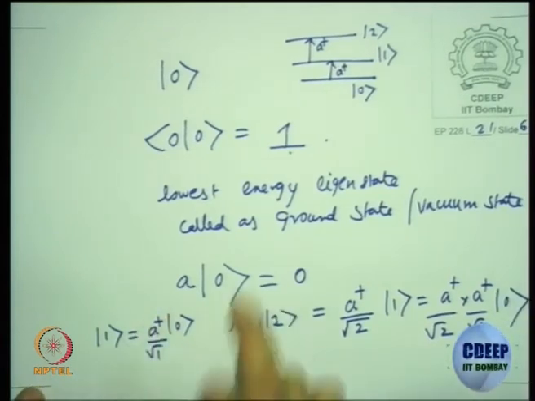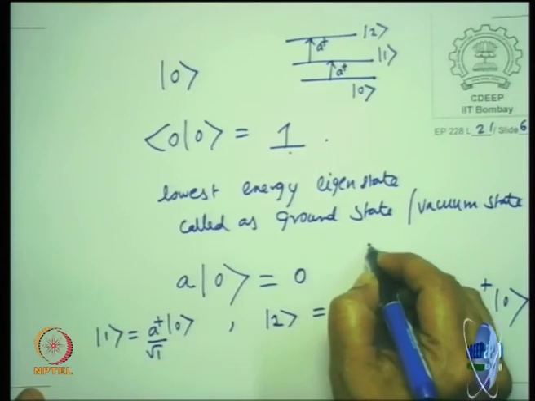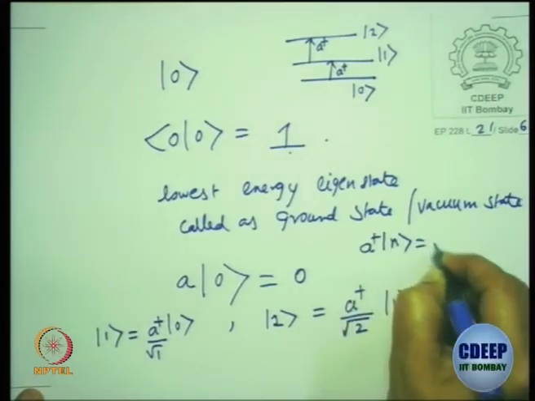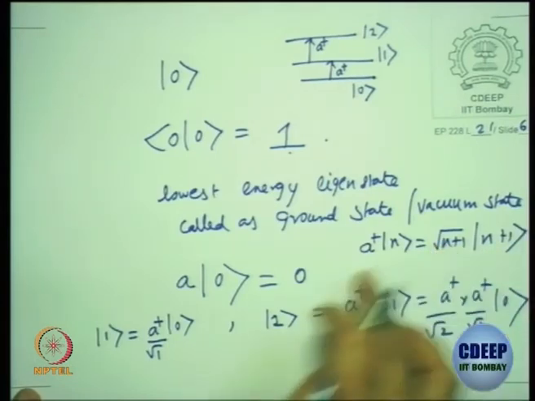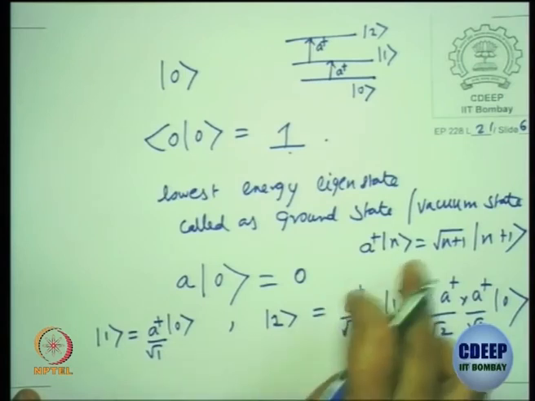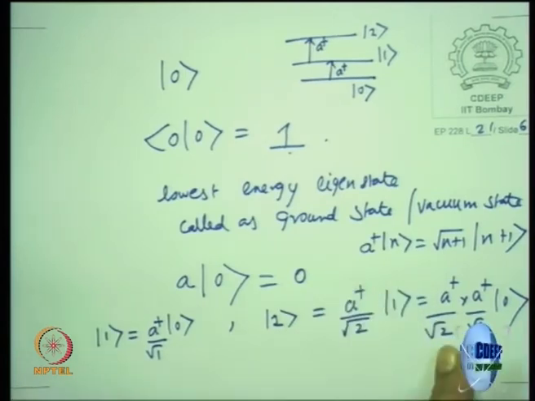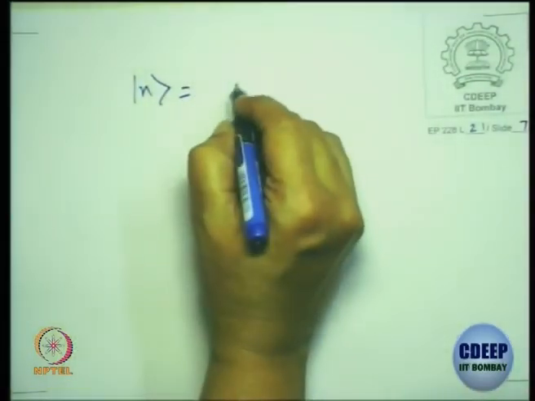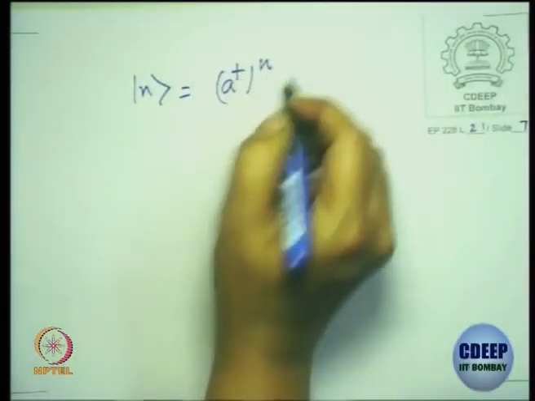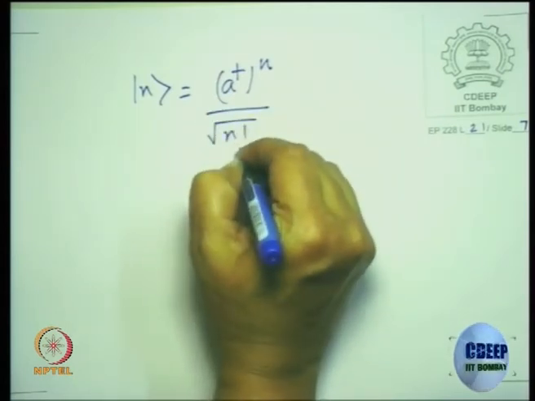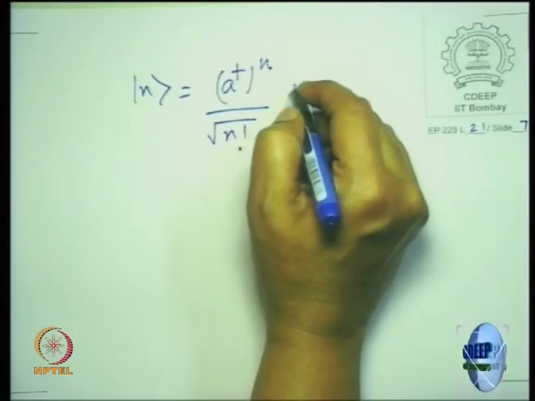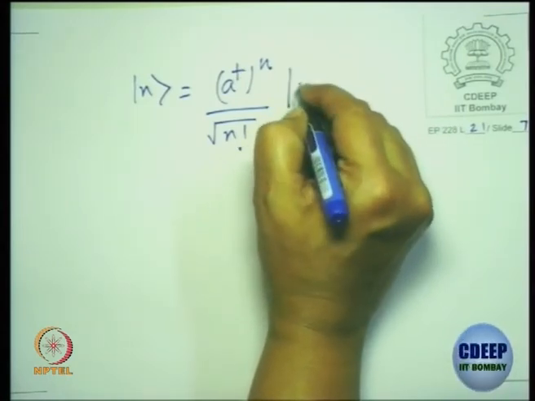I have used this fact that whenever you have to do a dagger on n, it is square root n plus 1 times n plus 1. So, I am just bringing that factor below and writing things. So, what does this tell us? You can write any ket n as a dagger to the power of n divided by root n factorial on 0.